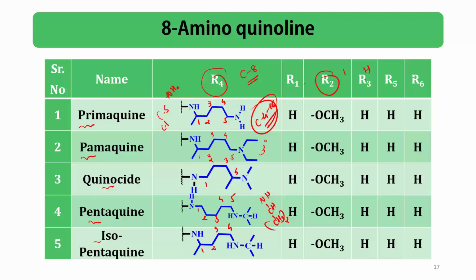and that helps to improve the activity. So here we see that at carbon 1 there is a branch, and the rest of the side chain is just as it is in pentaquine.